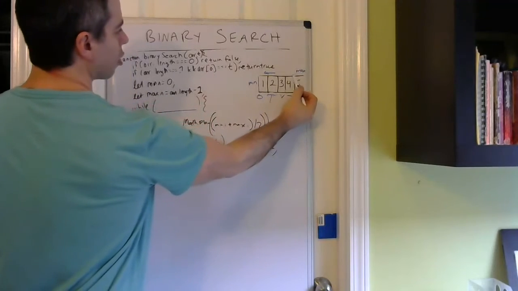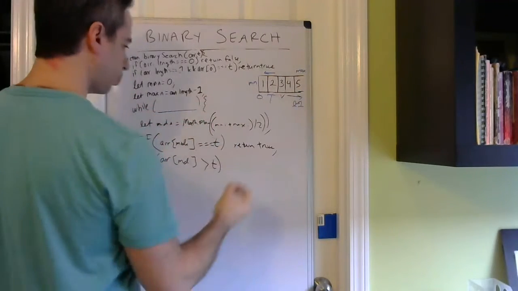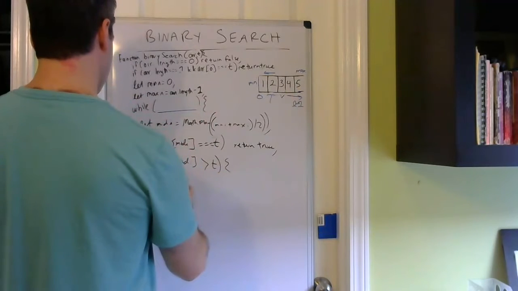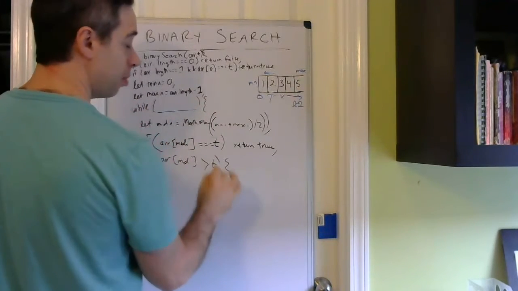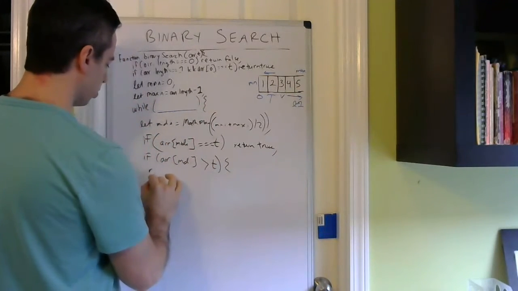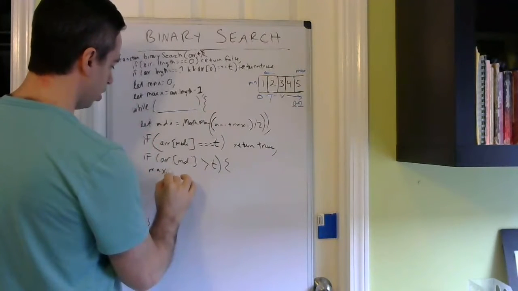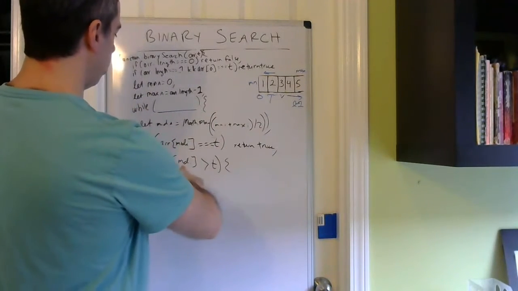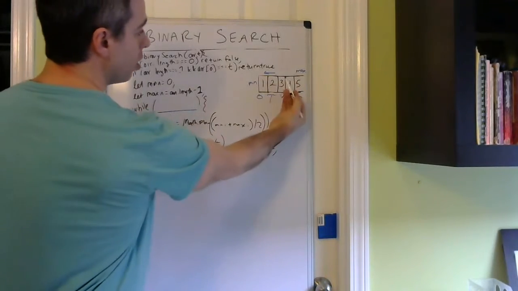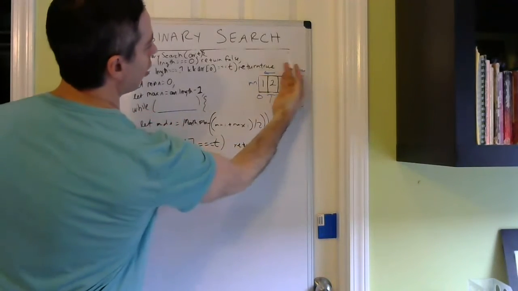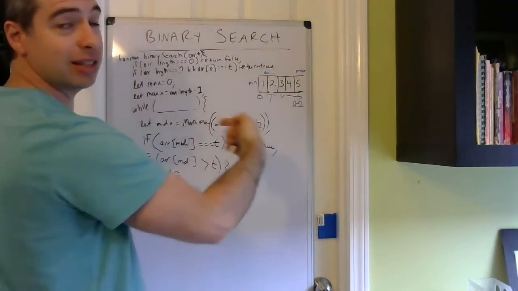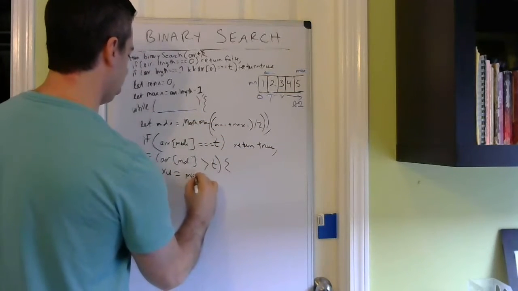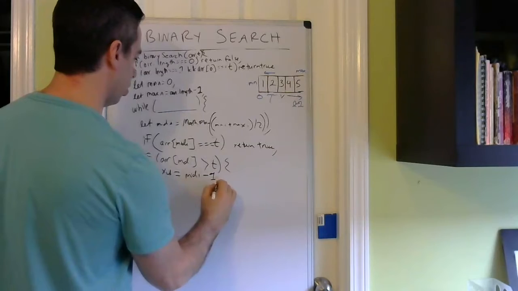So we want our maximum to move down. Let's move down the maximum index. How do we move it down? We want to move it down to where the middle index was, and we're going to subtract 1, so we're going to look to the left, less than where we are now. That makes sense. Max index equals middle index minus 1.